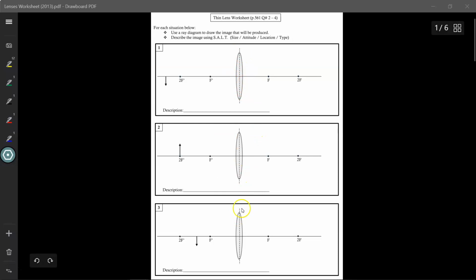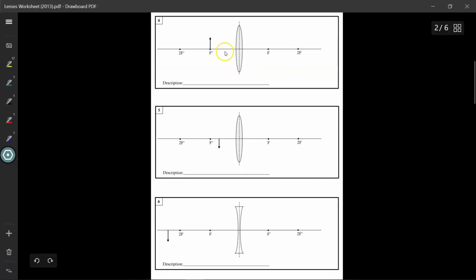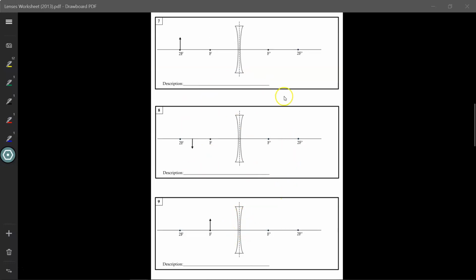Alright, so what I would like you to do now is try to draw these ray diagrams for lenses. We have the convex or converging lenses here and here, while the diverging lenses, the concave lenses, begin here and here. So follow the rules that we just learned and let me know if you run into any issues.